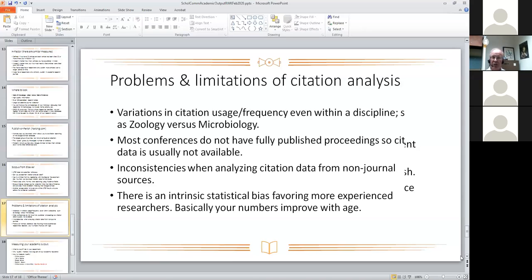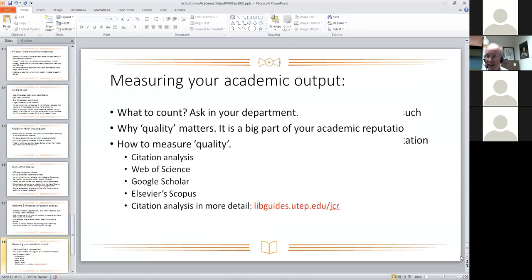There's also an intrinsic statistical bias favoring more experienced researchers. Basically, your numbers improve with age. That's the age of you doing research. So, what to count? To summarize, ask in your department. They'll know best, okay?